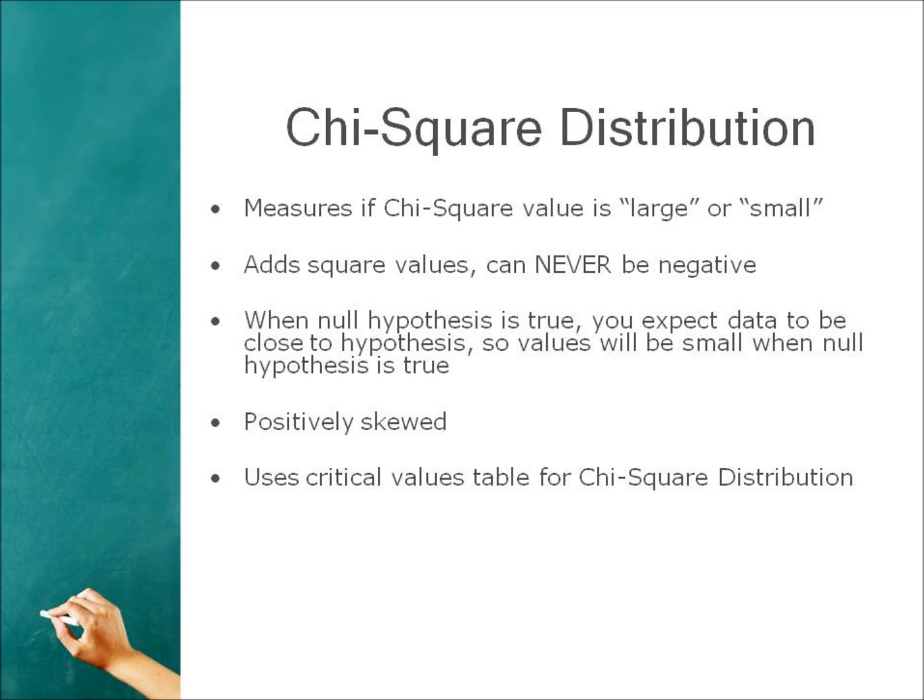When the null hypothesis is true, you can expect the data to be close to the hypothesis. The values will be small when the null hypothesis is true. Chi-square distribution is normally positively skewed. 0 is seldom found within the distribution of those statistics. The distribution uses critical values found on the chi-square distribution table.